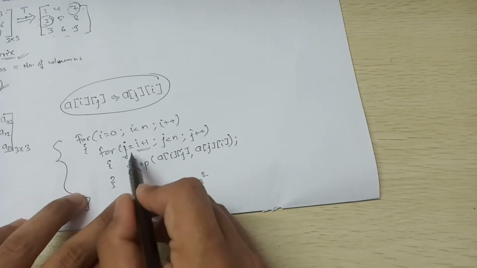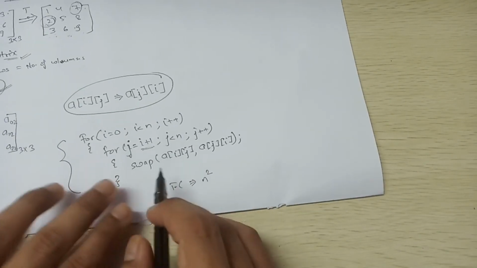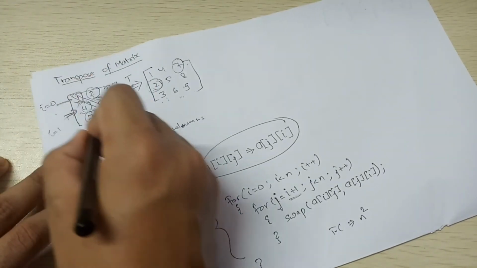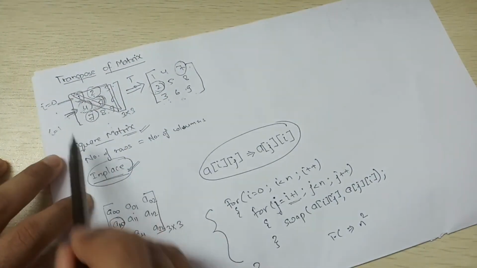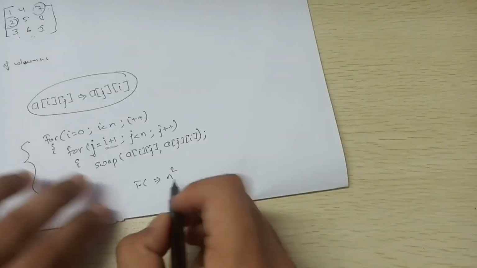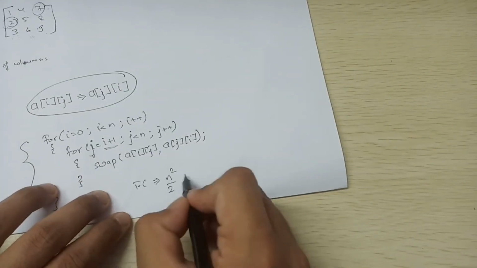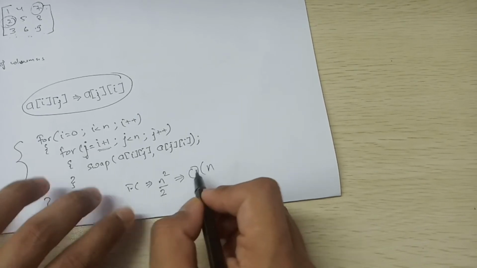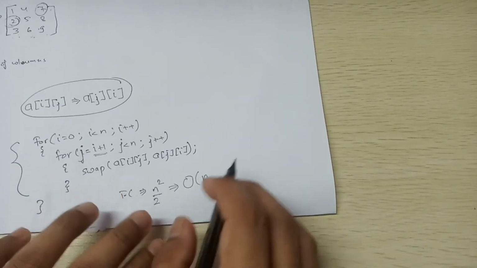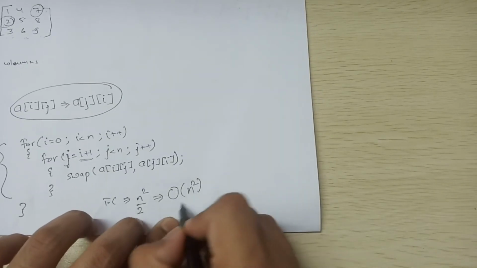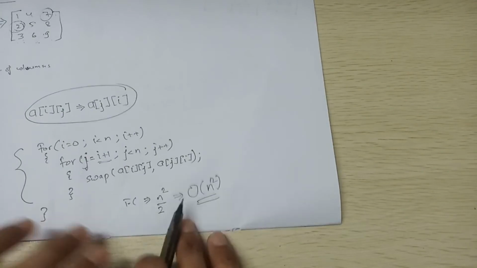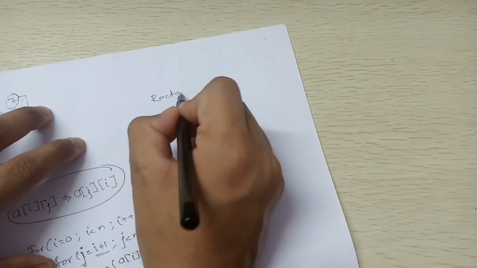And because we are running the inner loop from i plus 1, we are running this part only. This part is nothing but half of n square, and functionally it's quadratic. So the time complexity for doing this is order of n square. Now let's see the solution for the rectangular matrix.